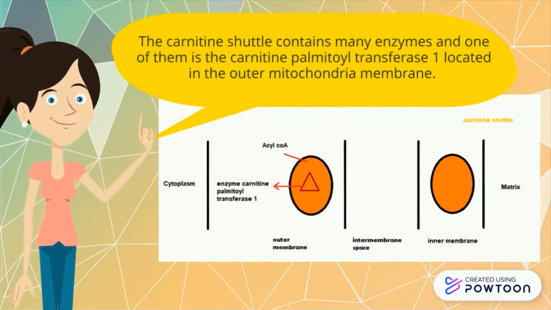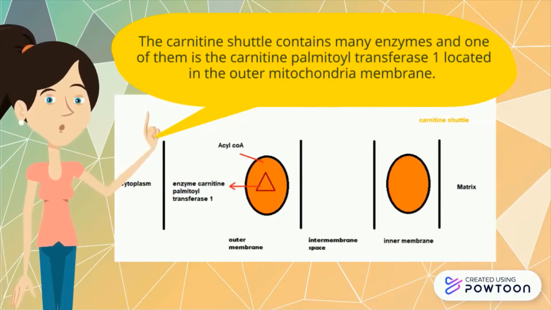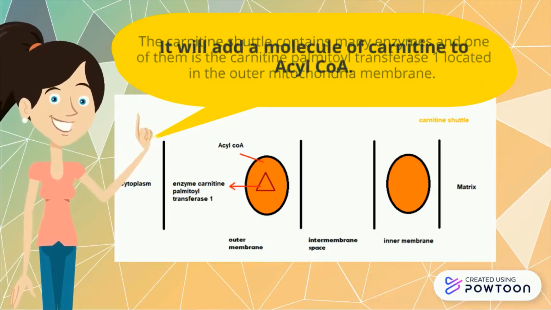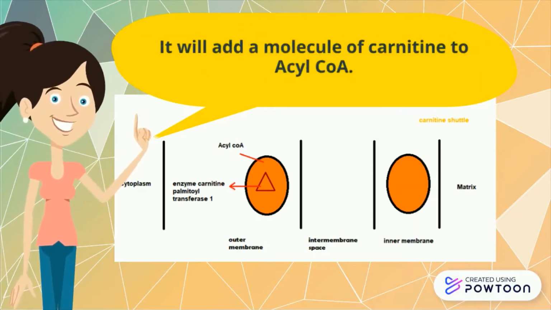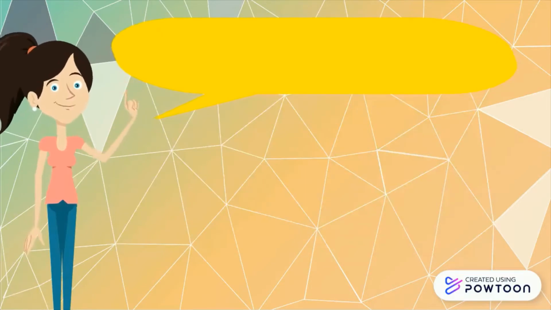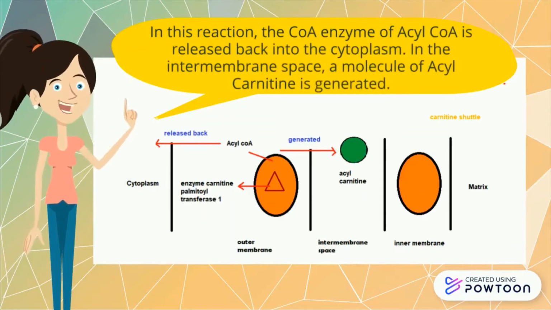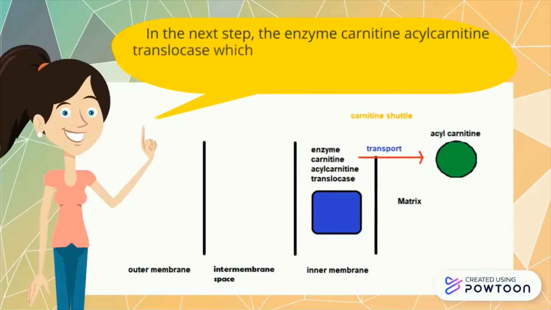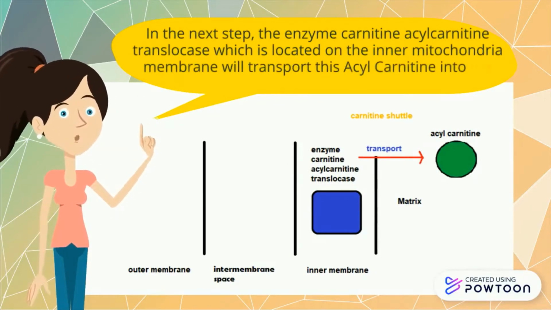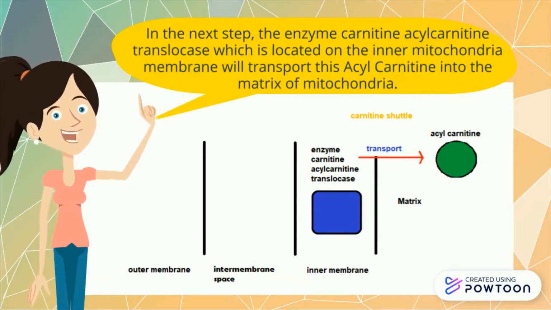The carnitine shuttle contains many enzymes, and one of them is carnitine palmitoyltransferase 1, located in the outer mitochondrial membrane. It will add a molecule of carnitine to acyl-CoA. In this reaction, the CoA of acyl-CoA is released back into the cytoplasm. In the intermembrane space, a molecule of acylcarnitine is generated. In the next step, the enzyme carnitine acylcarnitine translocase, which is located on the inner mitochondrial membrane, will transport this acylcarnitine into the matrix of mitochondria.